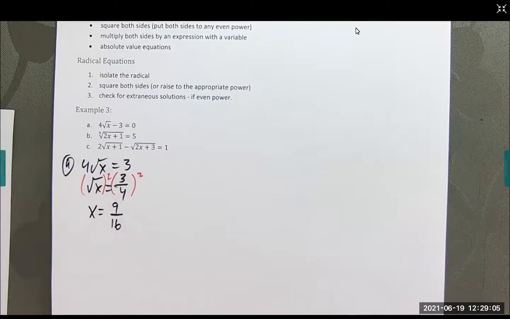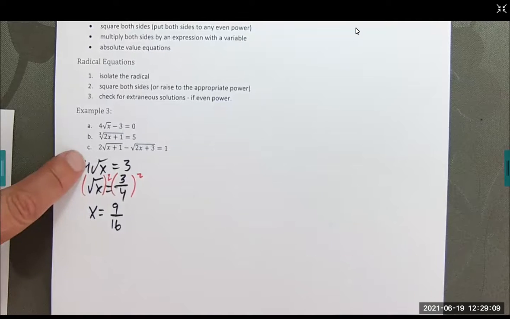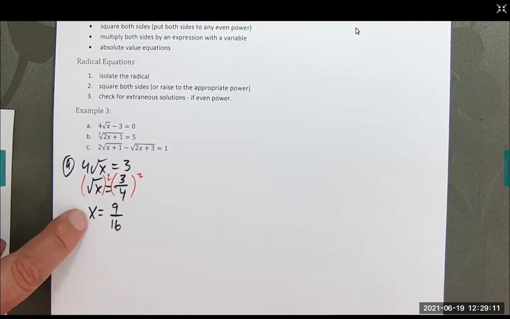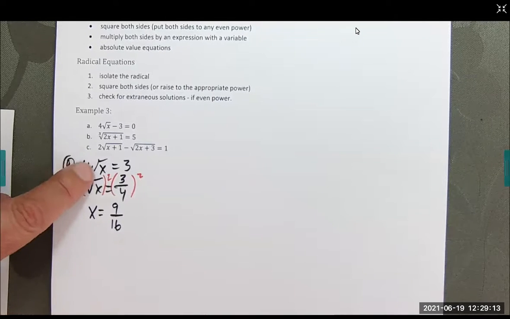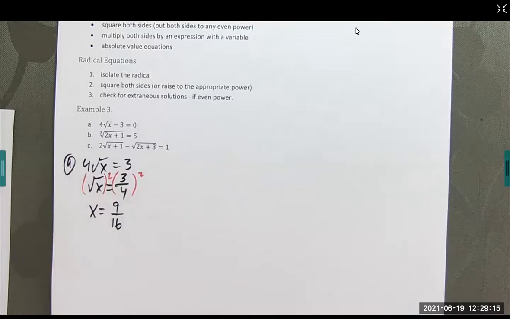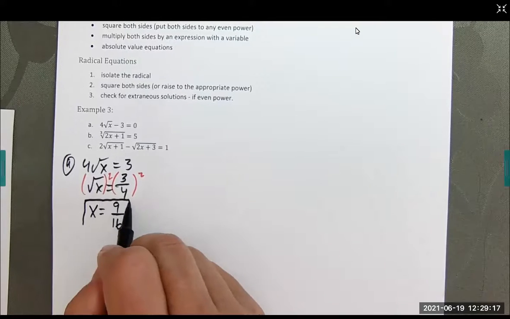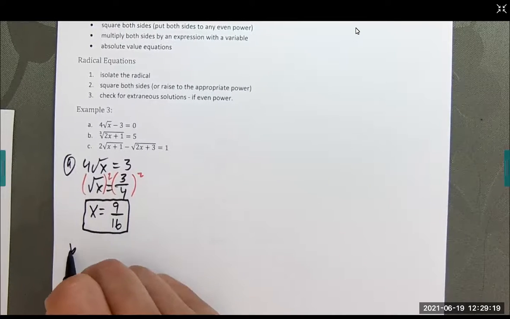And now we have to check that. 9 over 16. Square root of 9 over 16 is 3 over 4. 3 over 4 divided by 4... 3 equals 3. We're good. So this is a valid solution. Part B.